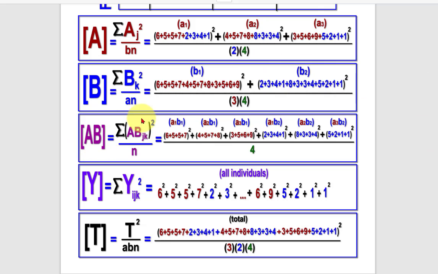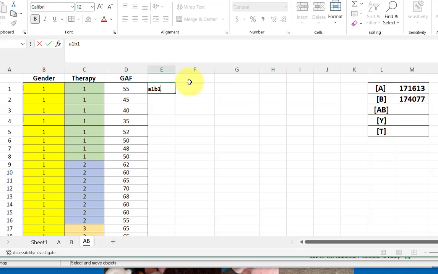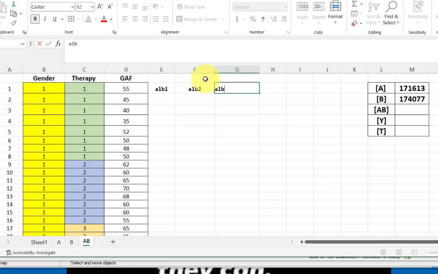This is our interaction term. So we got to break them down into the 6 subgroups, right? Male psycho, male CBT, male brief, female, etc. So we got to add them up first, square them second, divide by, our number is going to be 8. So let's do this. I'm just going to put A1, B1, A1, B2, A1, B3. So those are our males, and now we're doing the females.